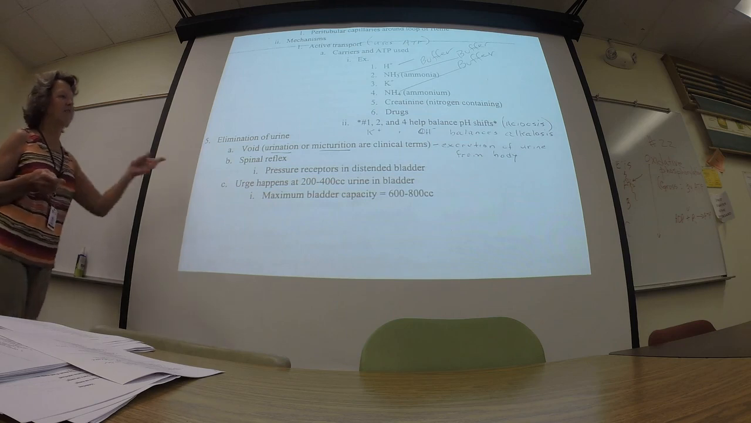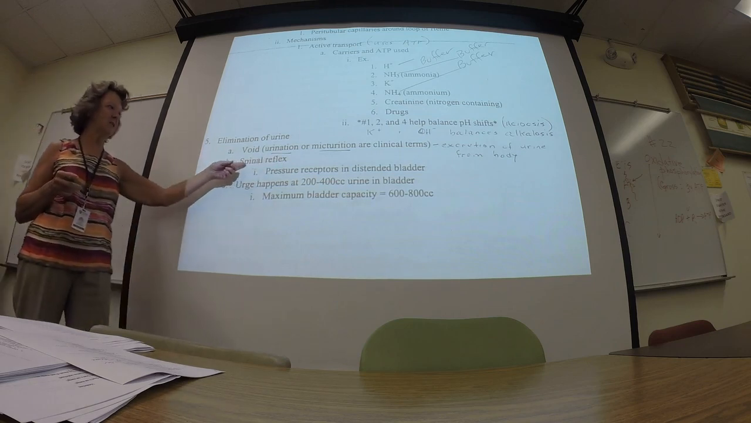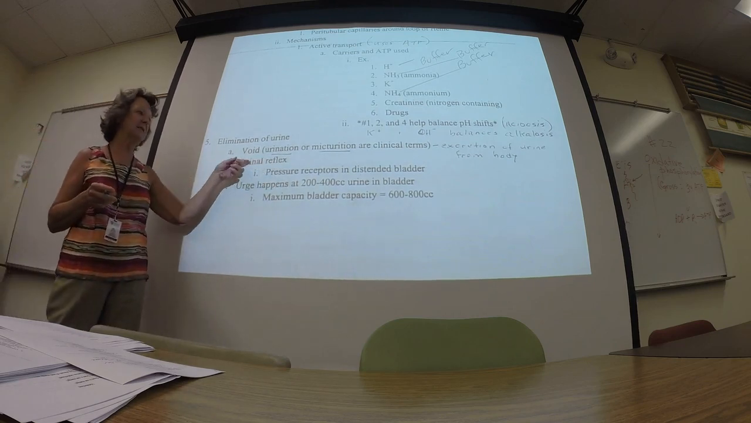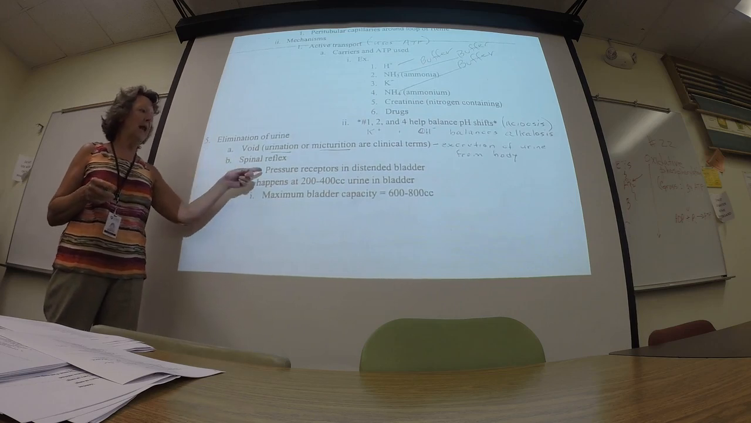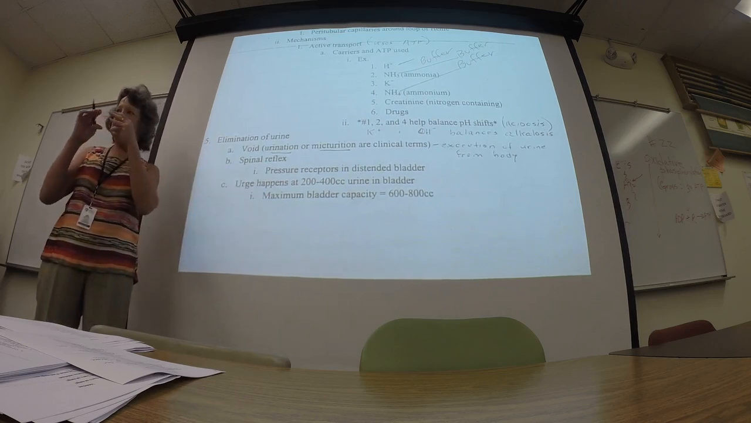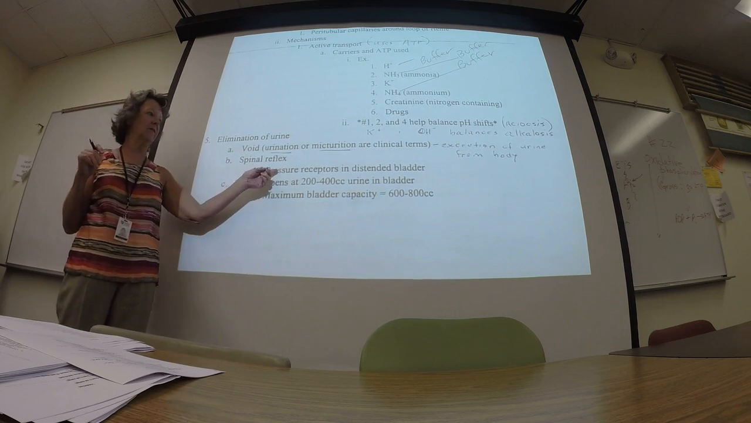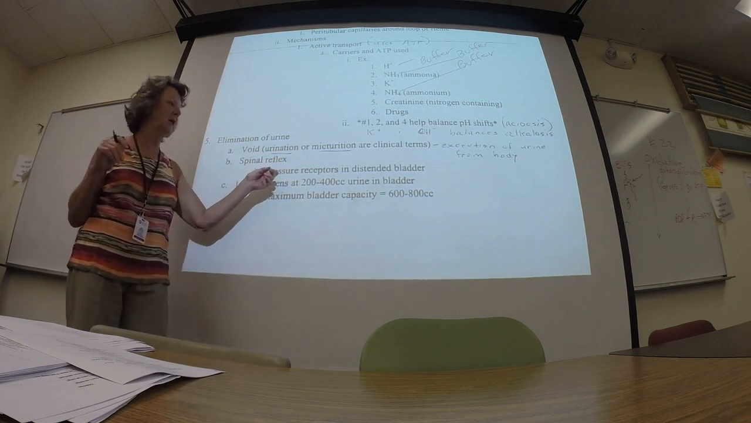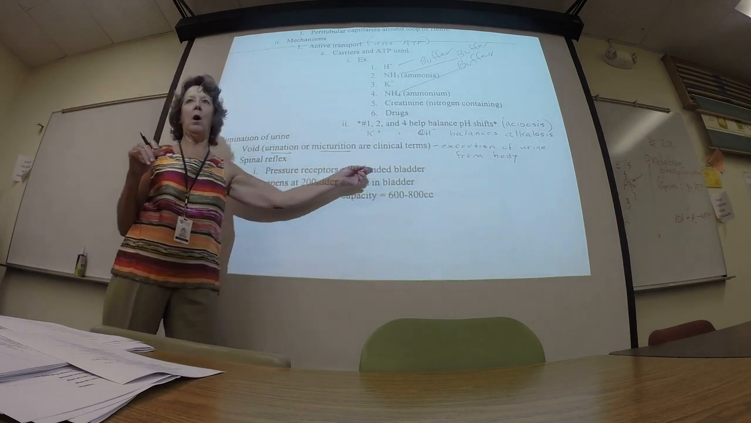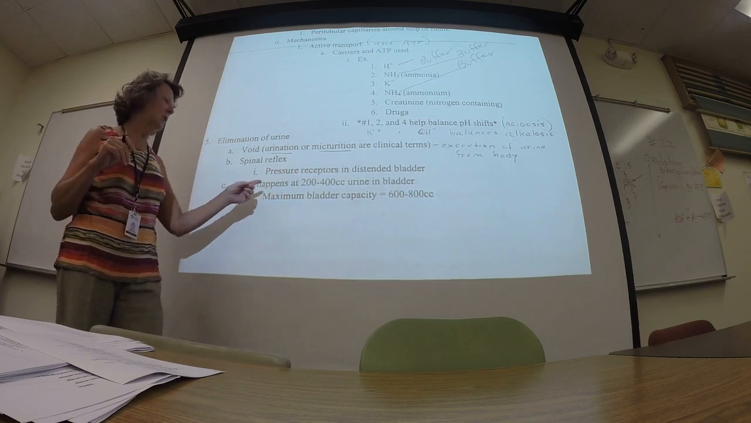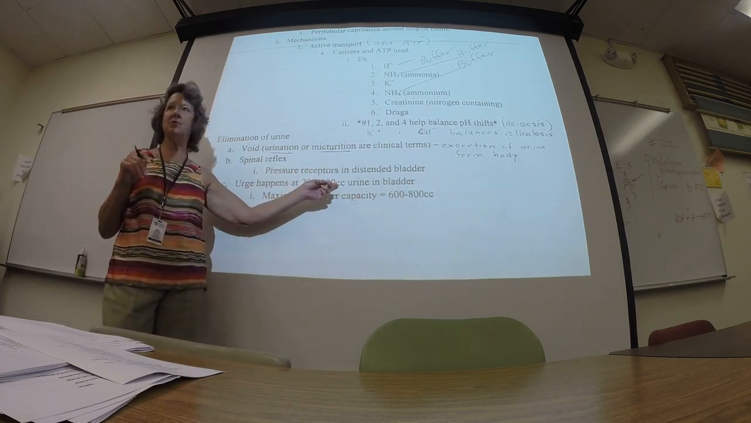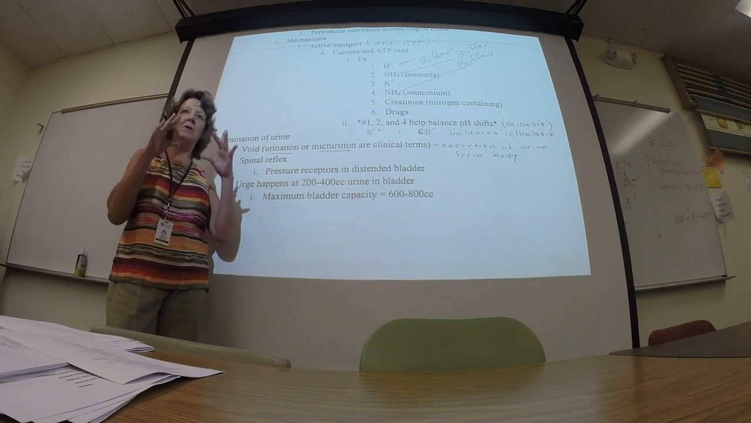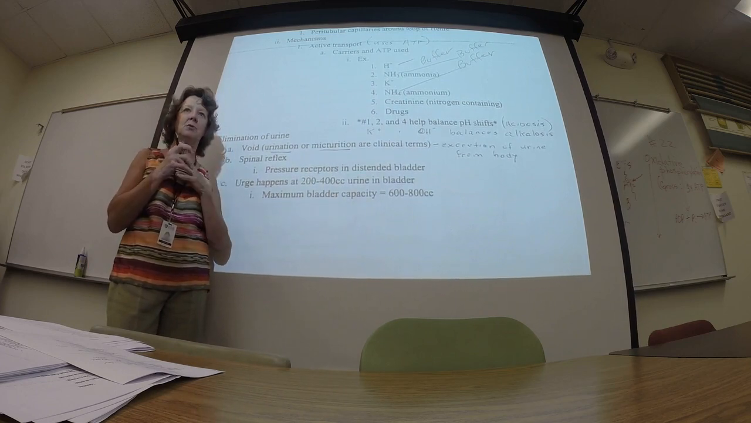This is a reflex, just like defecation is a spinal reflex, and it actually uses the same exact nerves. What happens is, as your bladder distends, stretches with mLs of urine accumulating, you have pressure receptors in the wall of the bladder. So when you have 200 to 400 mLs or cc of urine in your bladder, you get the urge that maybe it's about time to eliminate.